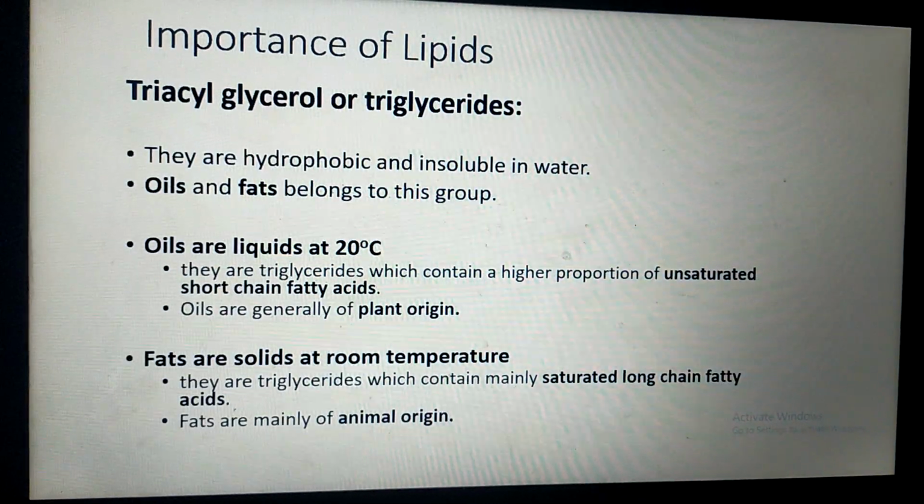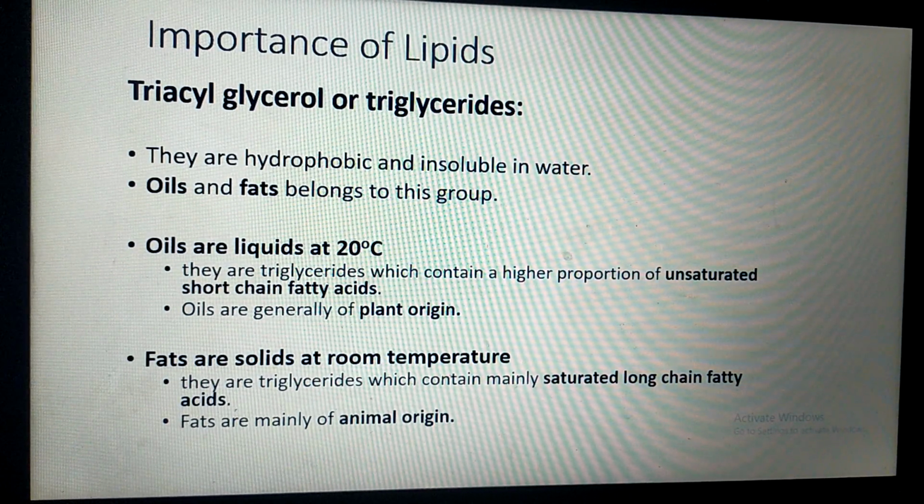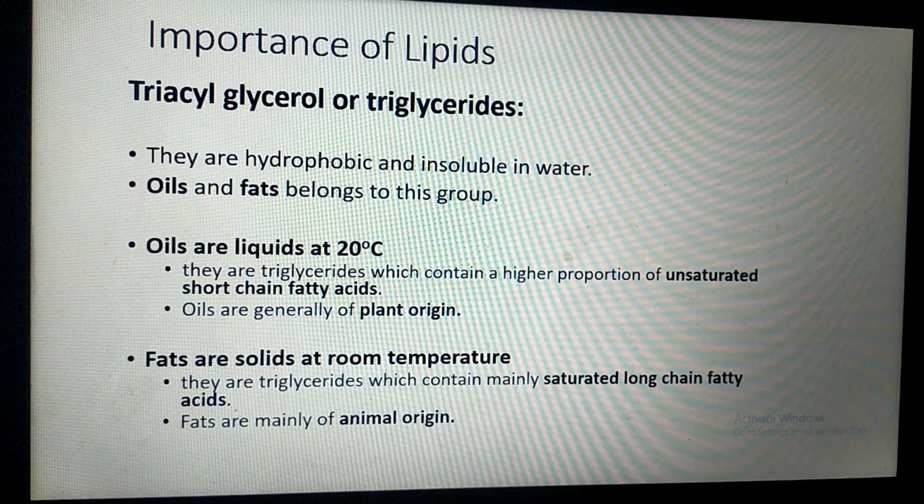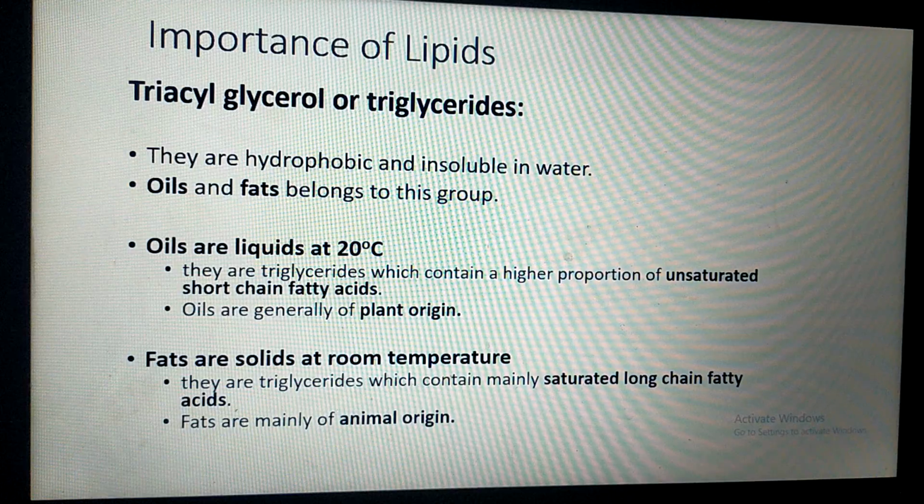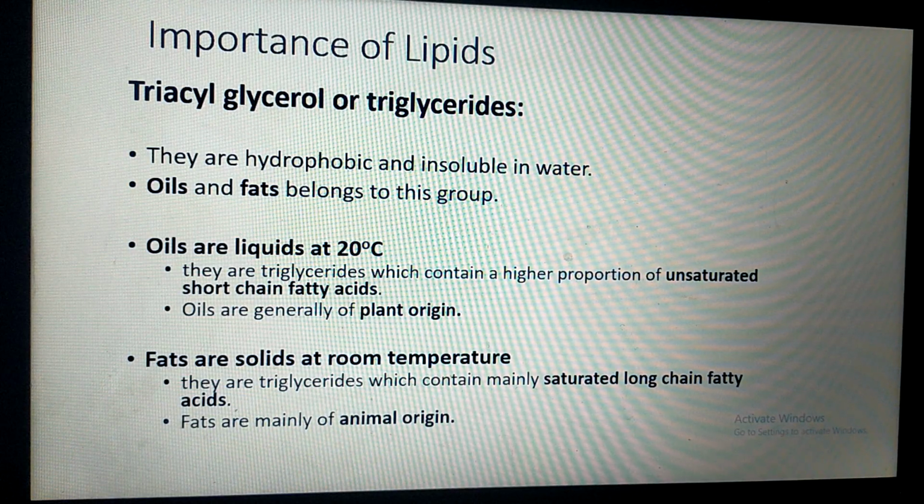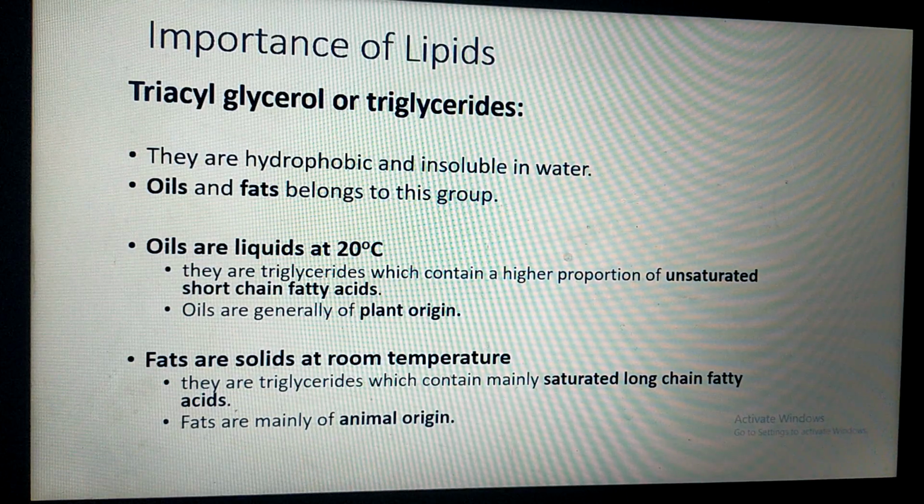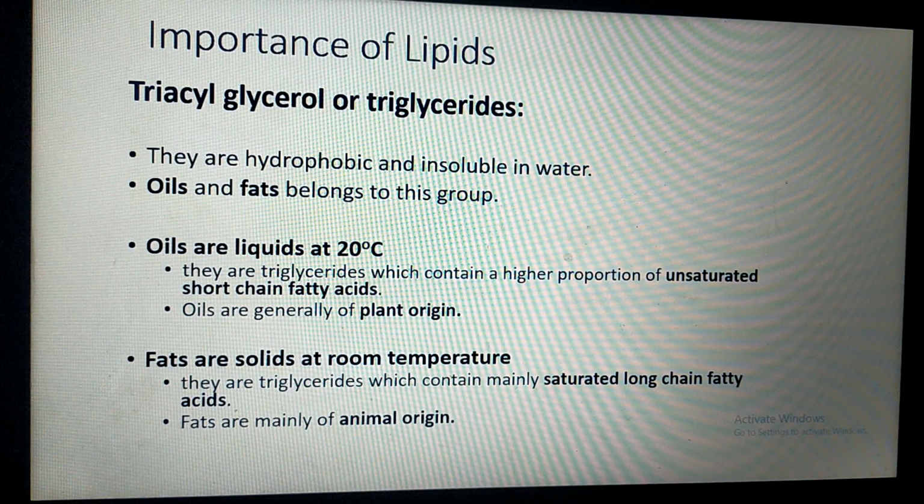Now these triacylglycerols in our food are present in two forms: oils and fats. Oils are liquid at 20 degrees centigrade because these triglycerides contain high proportion of unsaturated short chain fatty acids. Oils are generally plant origin. Fats are solid at room temperature because these triglycerides contain saturated long chain fatty acids and they are of animal origin.